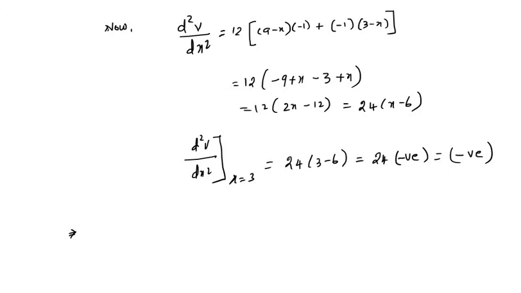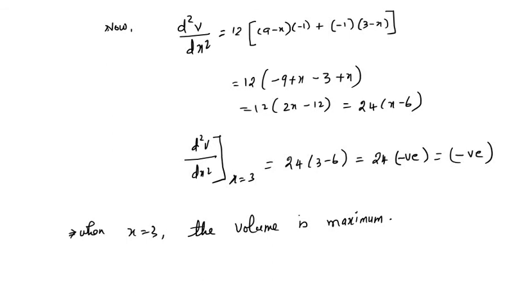Therefore, when x is equal to 3, the volume is maximum. Okay. Now, what is the length? See, what is the question? What must be the side of the square? That's the question. Understood? For x is equal to 3.